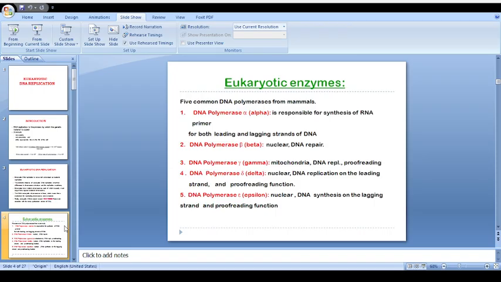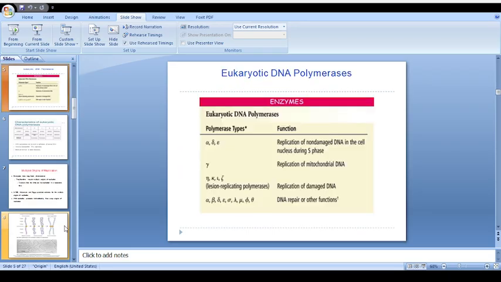It also has proofreading function, and DNA polymerase epsilon is responsible for the lagging strand synthesis, just like Okazaki fragments. Here also in our eukaryotic system, fragments of DNA are synthesized in the lagging strand template. This is similar to the action of our DNA polymerase 1. DNA polymerase delta is similar to the action of our DNA polymerase 3 in the prokaryotic system. So this is the list of enzymes and their functions shown here: alpha, delta and epsilon.